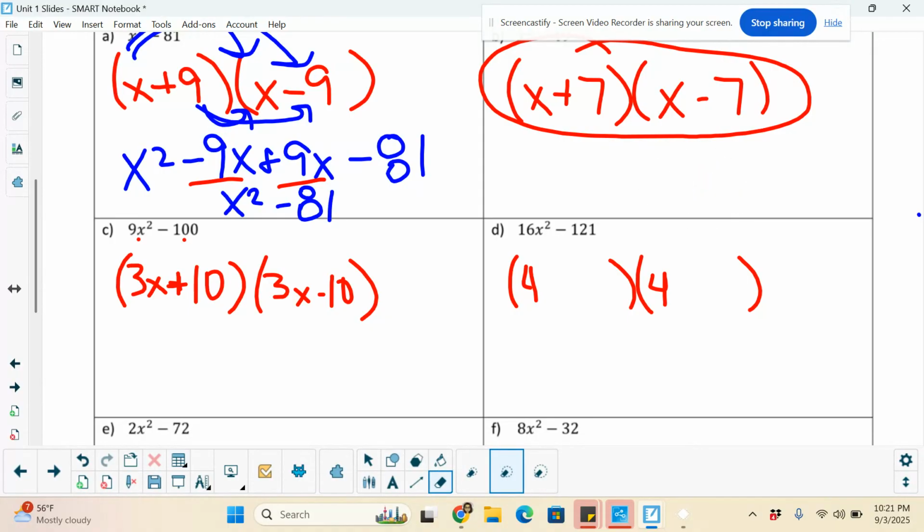All right, so we've got 4 broken down. We're going to take our x and break that down. X times x gives us x squared. We need a plus and then a minus, and then we go ahead and find the square root of 121. Well, the square root of 121 is 11, so we have 11 in both spots here. Fabulous. That is our final answer. That has been completely factored.